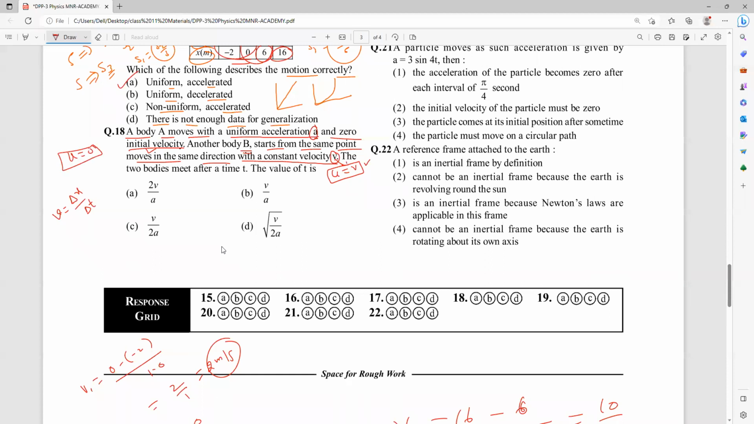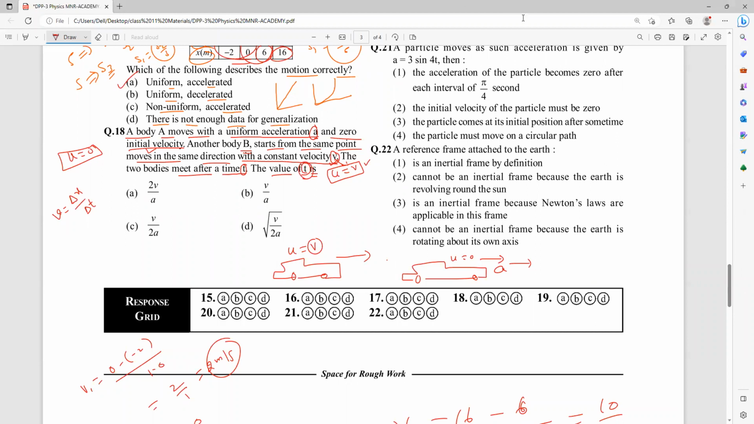Now they are asking, the two bodies meet after a time t, then what is the value of t. So let me check it normally. One car is started from rest, moving with a constant acceleration. Another car is started from behind, but its initial velocity is not zero; it is V. Both are moving in the same direction. So after what time will they meet? They are asking for the time they will meet.